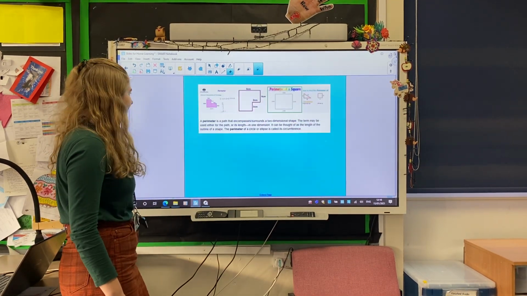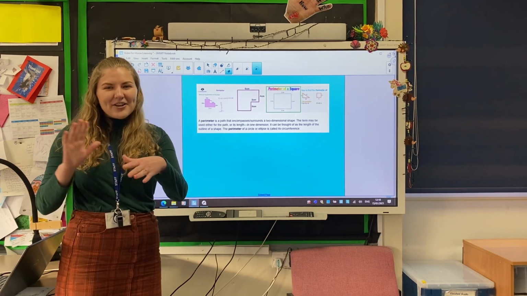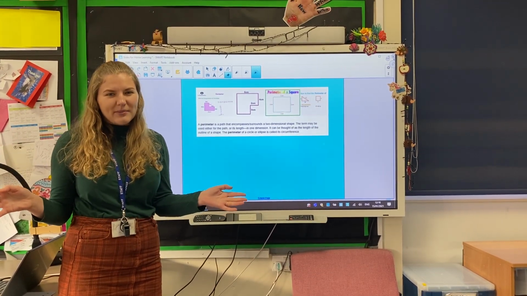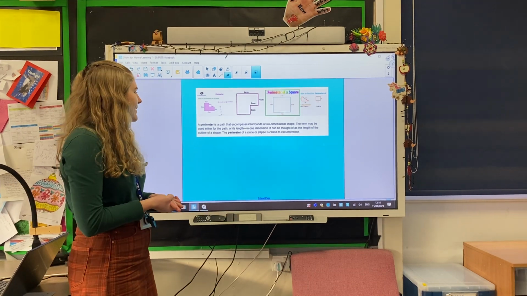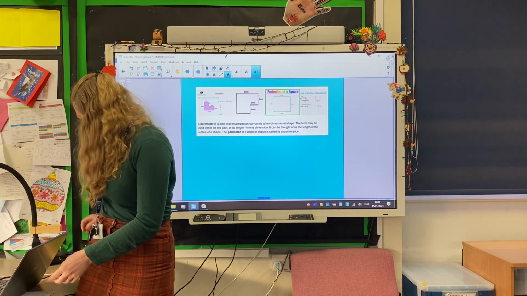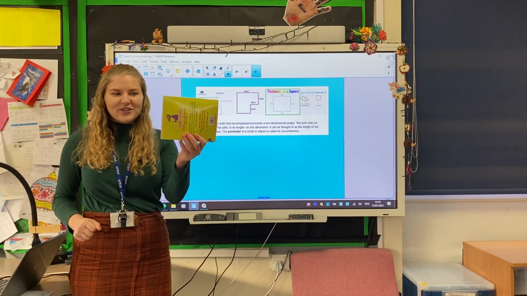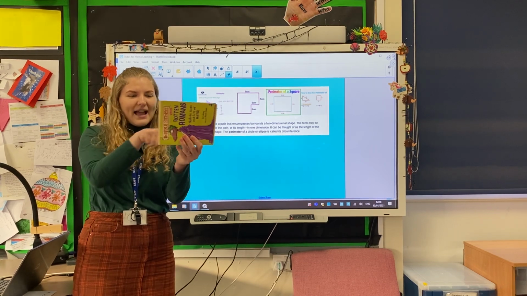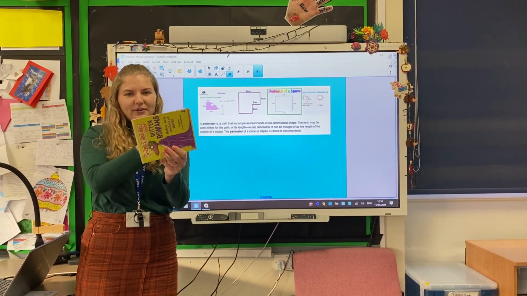Okay, my lovelies. Right, next, we're going to have a look at perimeter. Okay, so you have done a little bit of work on perimeter before. So remember, perimeter is the outside of a shape. Okay, so if I had this fabulous Rotten Roman book, the perimeter would be the lengths going around the outside.